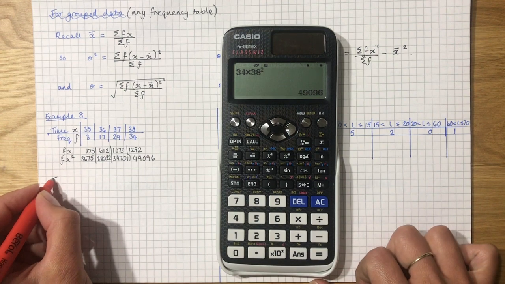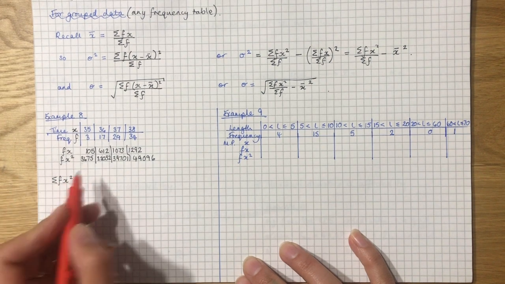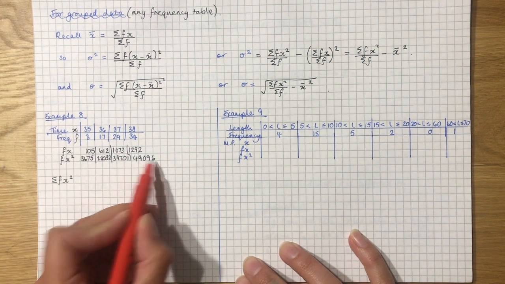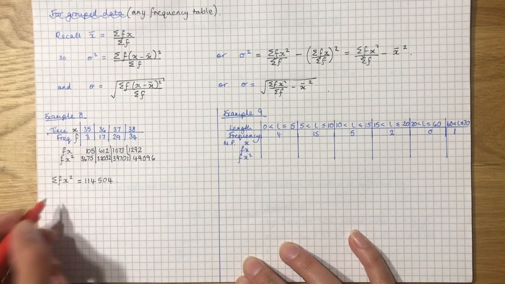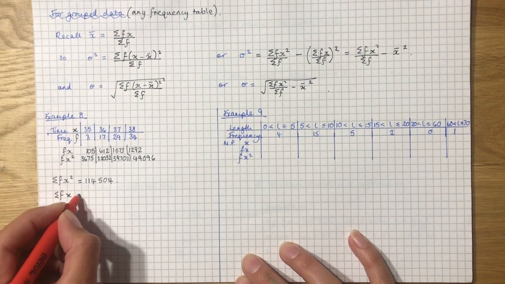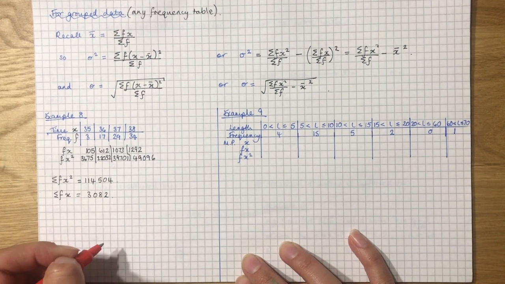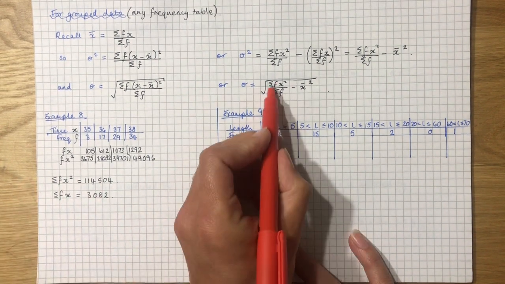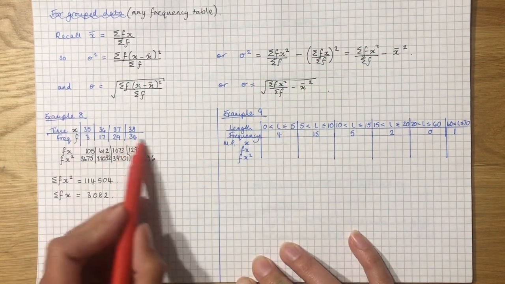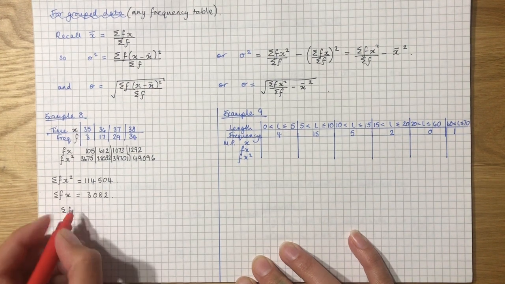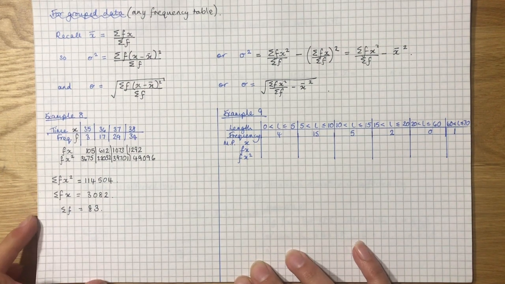So the sum of fx squared is going to be the sum of all of these here. So that is 114,504. There's one I made earlier. The sum of fx is going to be the sum of all of these. That's 3,082. And the only other thing we need in our formula, sum of fx squared we've got, sum of fx we've got, the only other thing we need is the sum of f. And the sum of f, if you add them all up, is 83. So there were 83 students that took part in this survey.